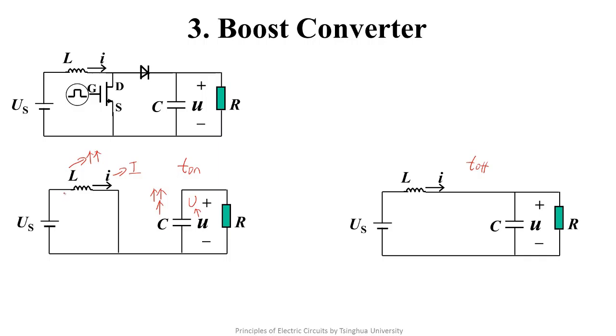Okay, we calculate it now. If you want to calculate the stored energy during T on, it needs to set such a reference direction for the inductor. That is to say, during the period, the energy stored in the inductor is Us times I times T on. In the second state, if you want to calculate the energy released by the inductor, it needs to set the non-associated reference directions for the inductor. In this case, the voltage needs to get by this path. So during T off, the energy released by the inductor is (U minus Us) times I times T off.